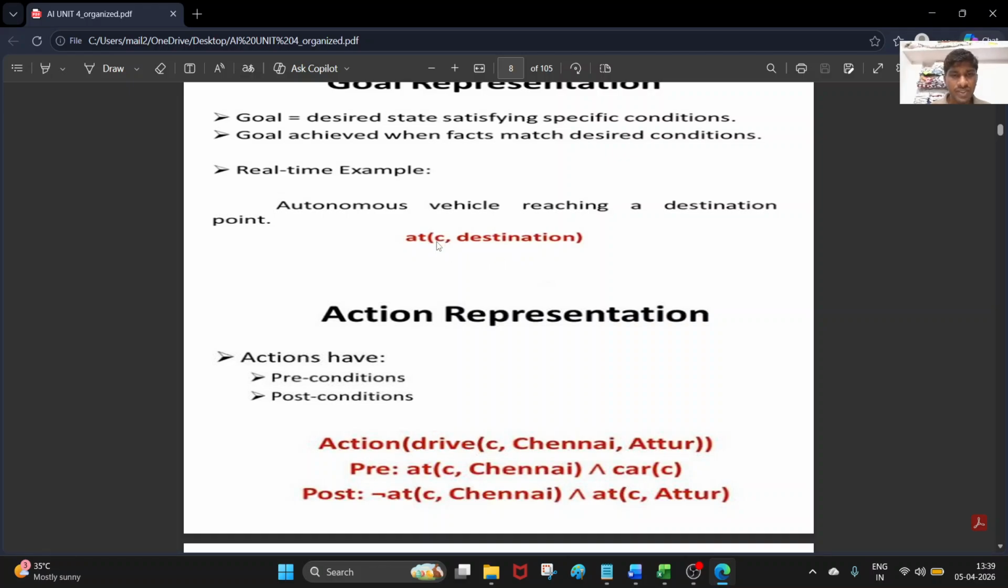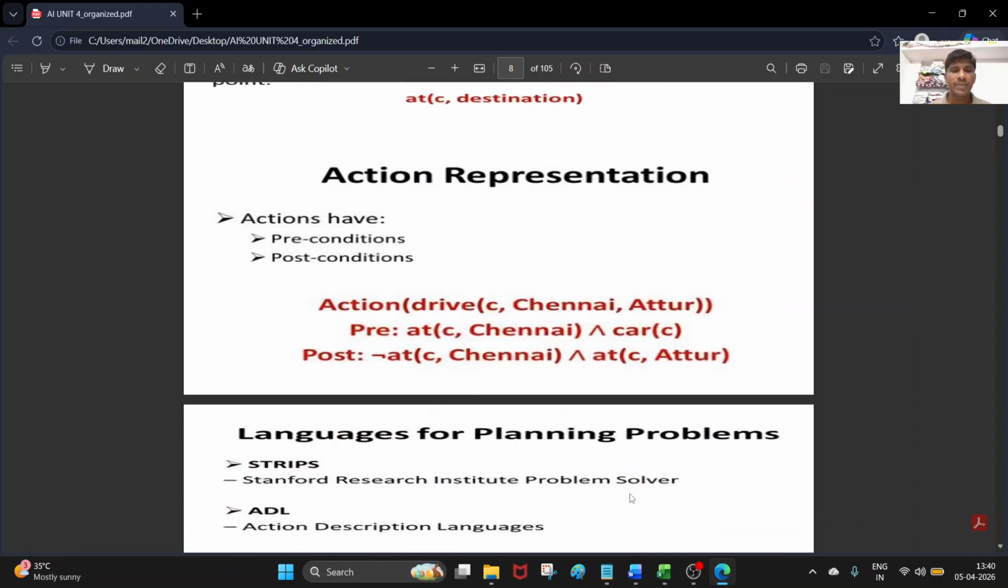So this can be represented as At(C, destination). The action representation, as we have seen earlier, will have two parts: preconditions and postconditions. Action: Drive(C, Chennai, Attur). The precondition is that the car starts from Chennai and we need a car. The postcondition is that the car is no longer at Chennai, which is the negation part, and it reaches Attur. So it is a kind of representation.